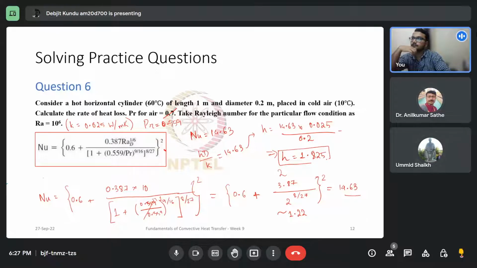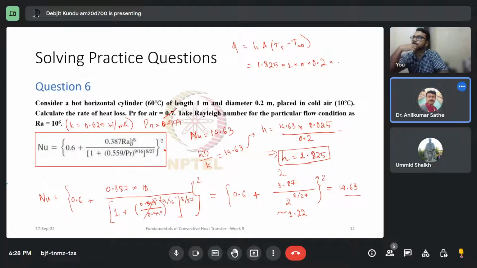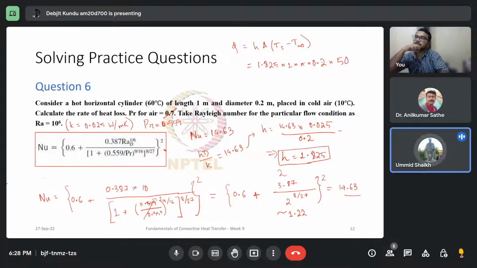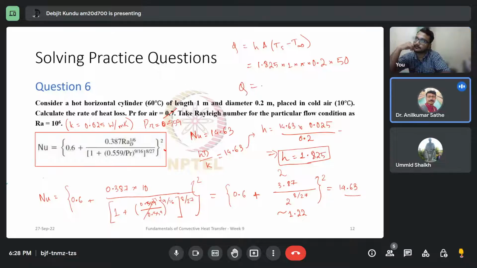So here we got the value of h, and now simply Q we can calculate as h A delta T. So h is 1.825, area is L into pi into D, into the temperature difference, which is 50. So this becomes 25 into pi into 1.825. How much is it? Right, 57 point something.